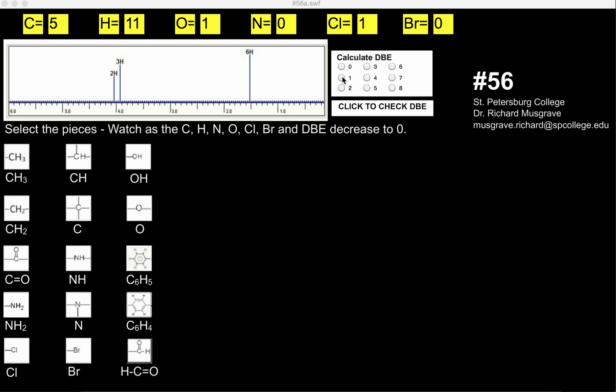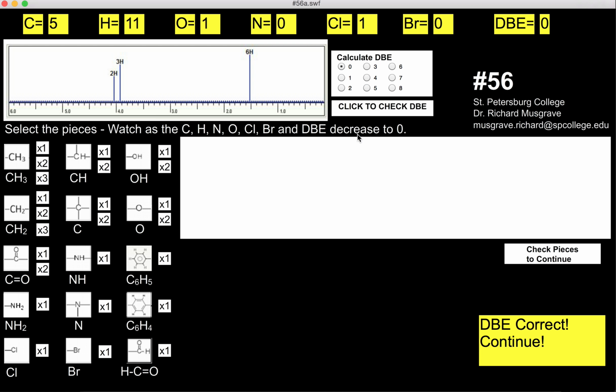This one is C5H11OCl. That would have 0 double bond equivalents. We have a 2H and a 3H over here, and we also have a 6H over here. That would be 2 CH3s. So we're going to have 1 CH2 and 3 CH3s in total.